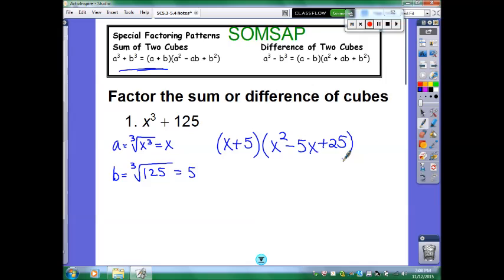And this only works if they're both perfect cubes. Now this won't factor. But it's all about memorizing this pattern. And this is probably one of the hardest things to stay in your heads for some reason. That's why I came up with the SUMSAP. All right, let's look at some more examples.